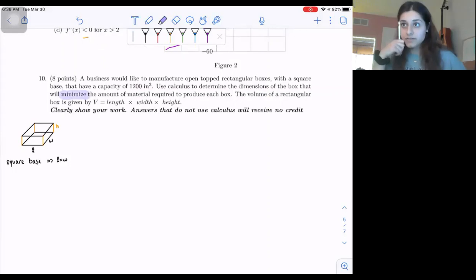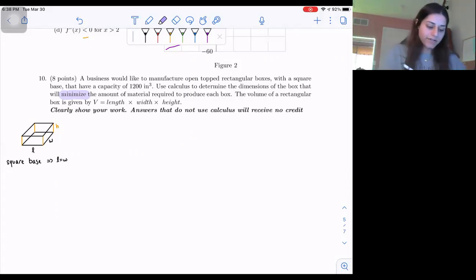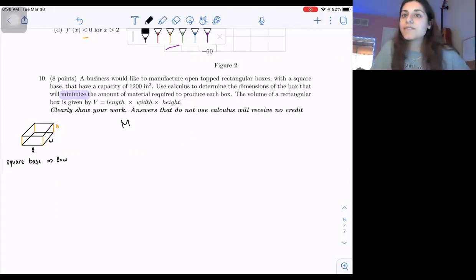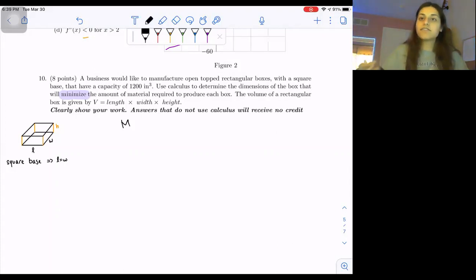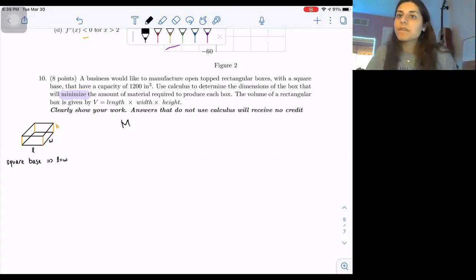We're thinking derivative, right? First derivative, taking critical points. And then we want to minimize the amount of material. Okay, so I'm going to define that as M because we're going to need to write some equations. So M is going to be the material required to produce each box, and we want to minimize M, so we're probably going to find M prime.